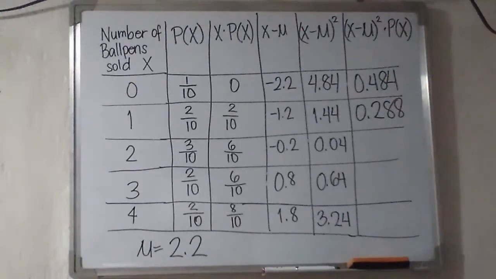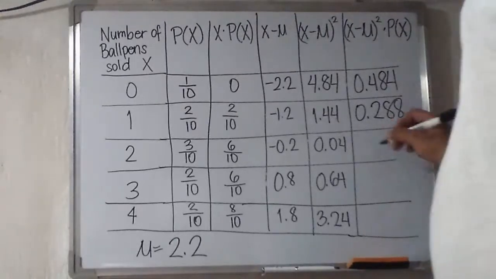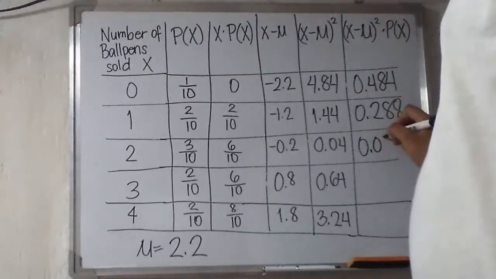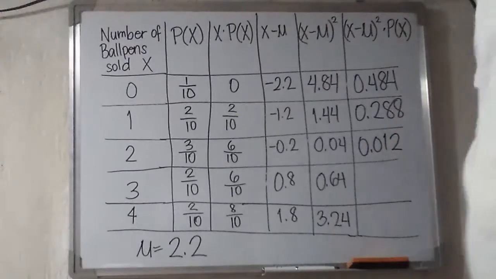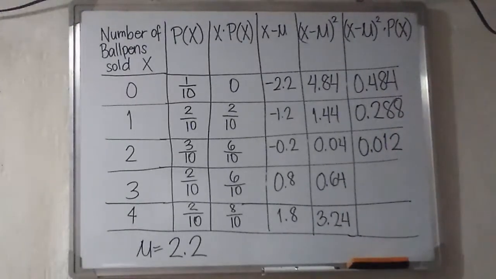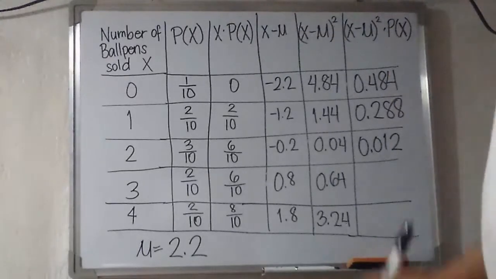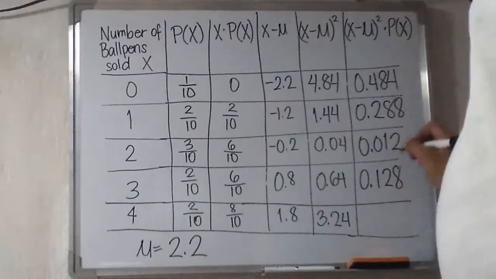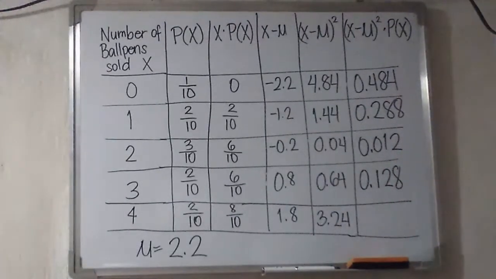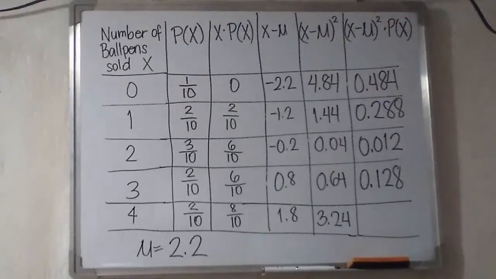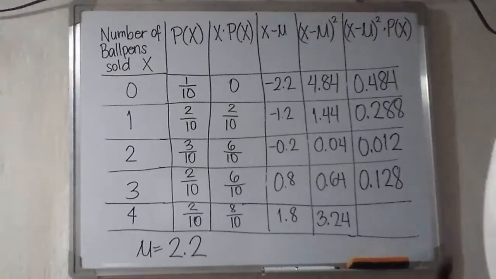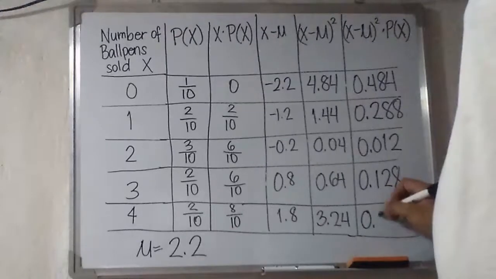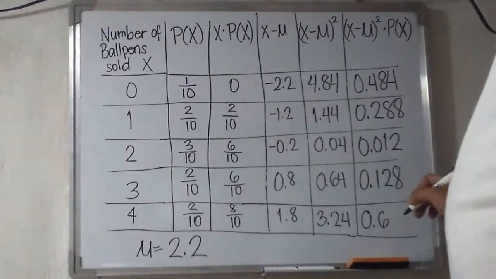Next, 0.04 multiplied by 3 over 10, that is 0.012. Next, 0.64 multiplied by 2 over 10, that is 0.128. Next, 3.24 multiplied by 2 over 10, that is 0.648.